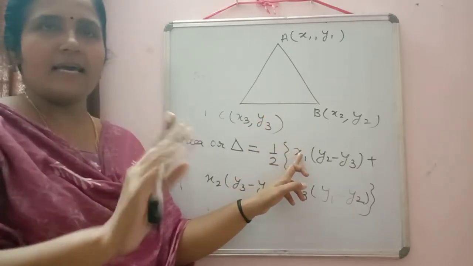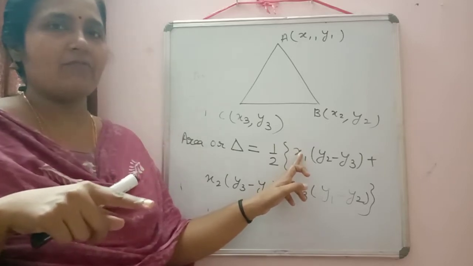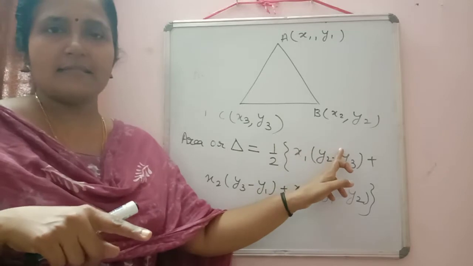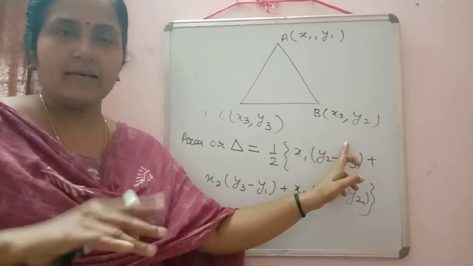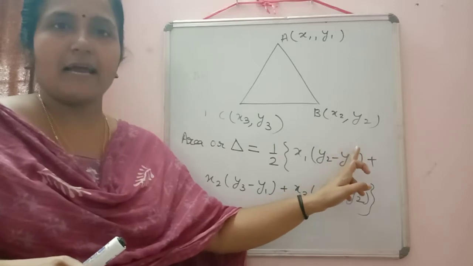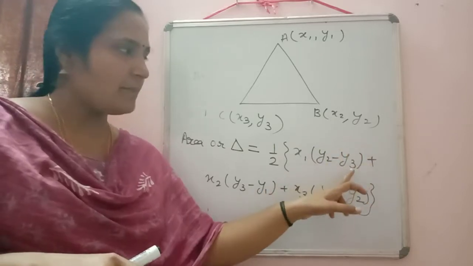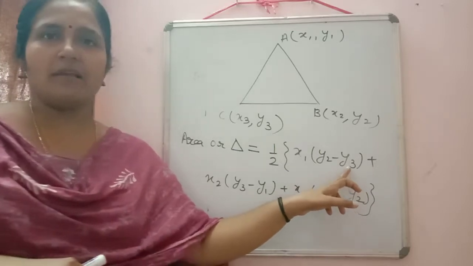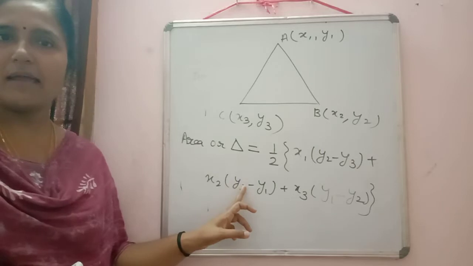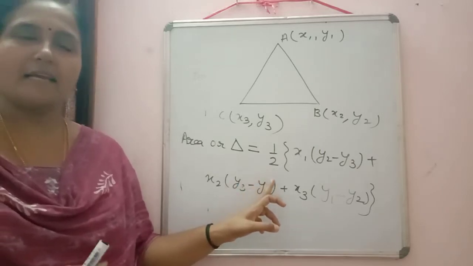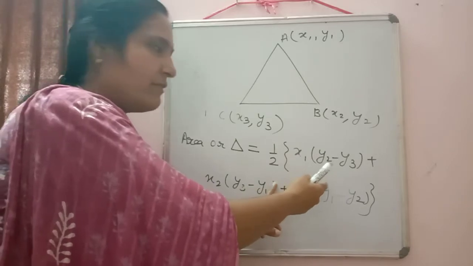If x1 is there, then y1 will not come again inside the bracket. What will come inside the bracket? y2 minus y3. Clear? 1, 2, 3. Now next x2 will come. After that, where we stopped, from there only we'll start. We stopped at y3, so next y3 will come: x2 into (y3 minus y1). Then plus x3. We stopped at y1, so it will begin with y1: (y1 minus y2).